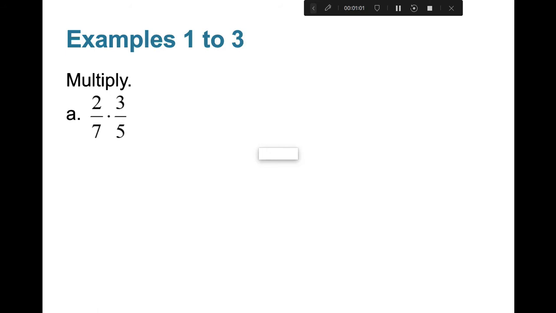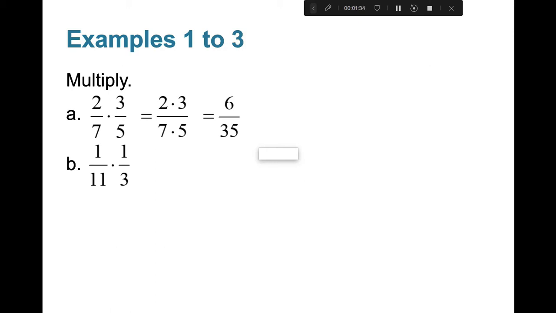So, on the back, we start with our examples. 2/7 times 3/5 equals what? 6/35. Can that reduce down? No, it cannot. That is in lowest terms. There will be half a point taken off for any answers that are not in lowest terms.